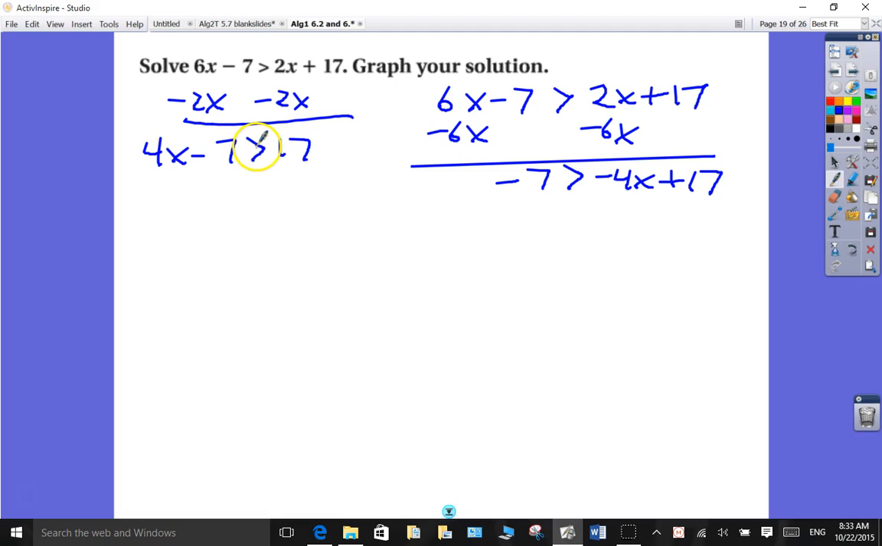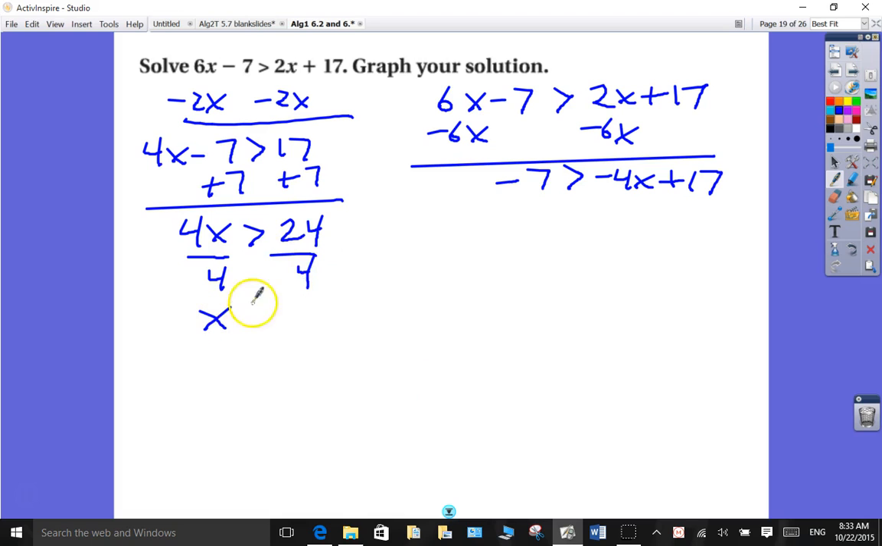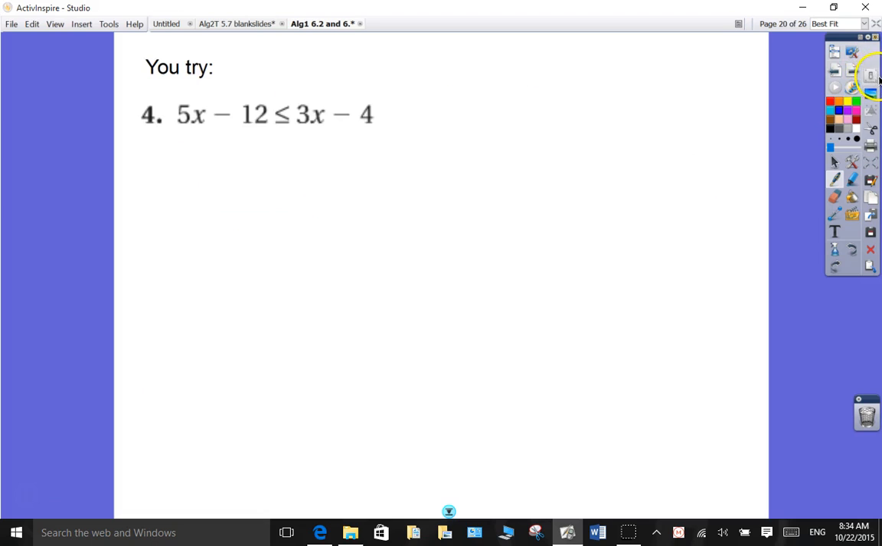So if I'm going to finish, I'll finish the one on the left. Add 7, 4x is greater than 24, divide by 4, x is greater than 6. Open circle on 6, shade to the right. So again, just like solving an equation. Nothing that we didn't already practice when we solved equations. Go ahead, try that one.